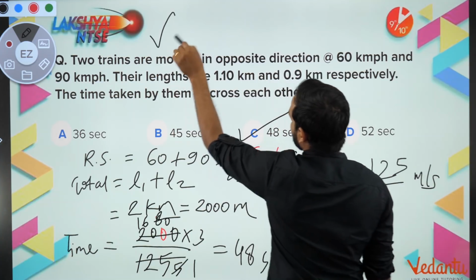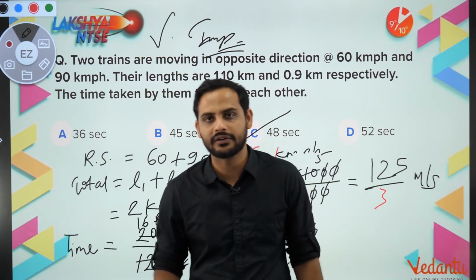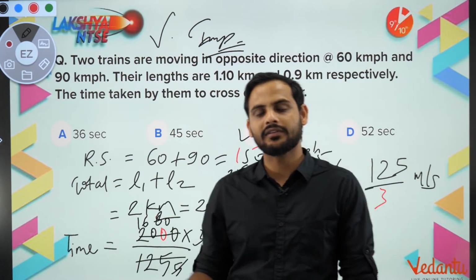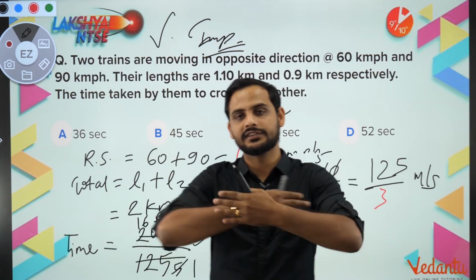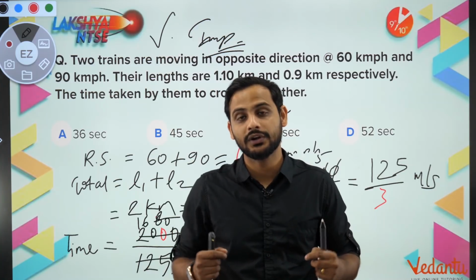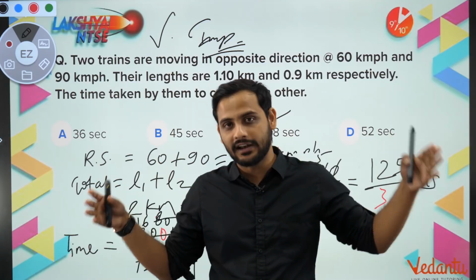Very important questions. These concepts you have to remember a lot. What is the concept for trains passing each other? The distance moved by them is L1 plus L2. When a train crosses a telegraph post, the distance moved is the length of the train.